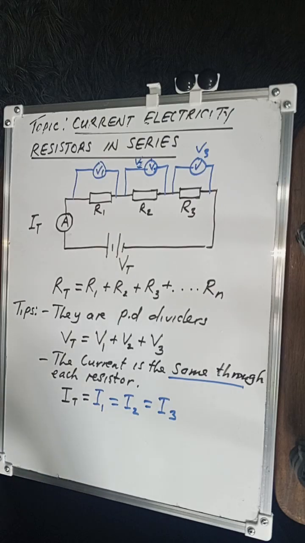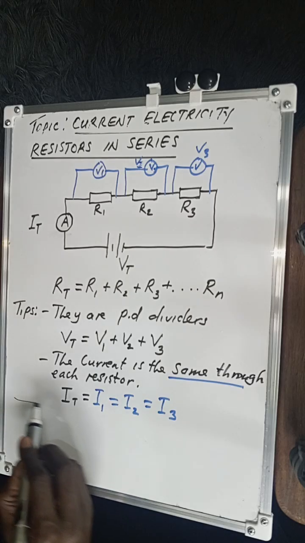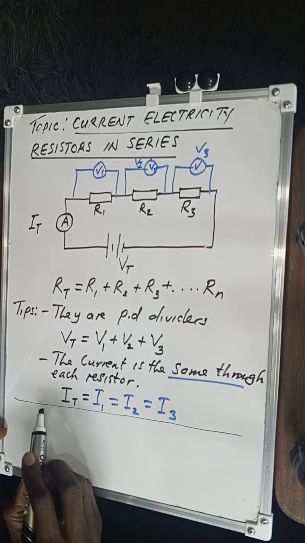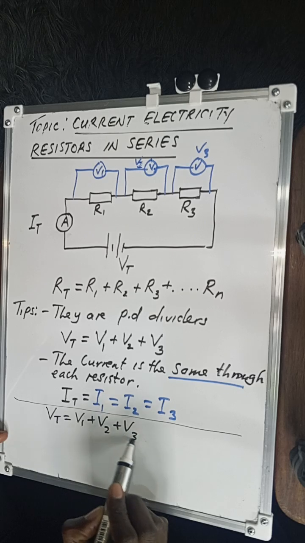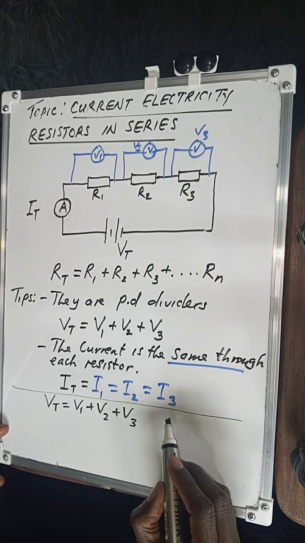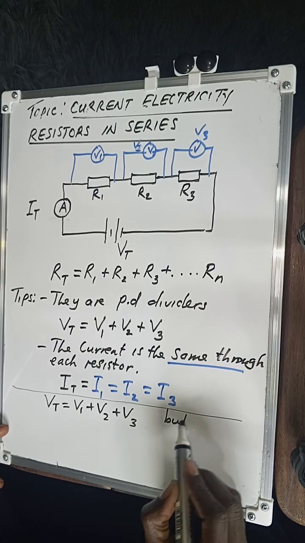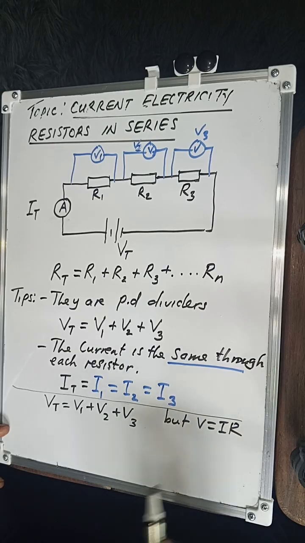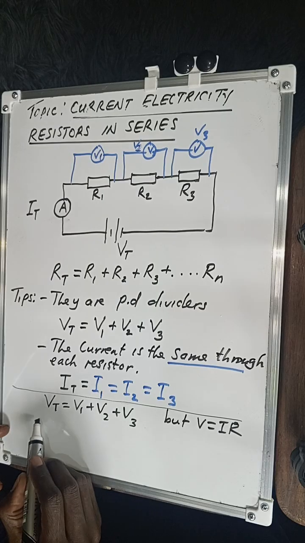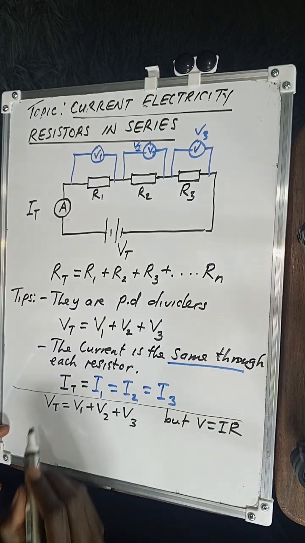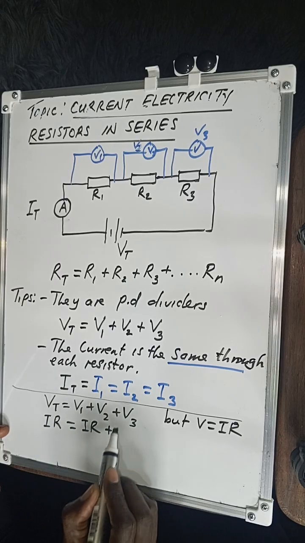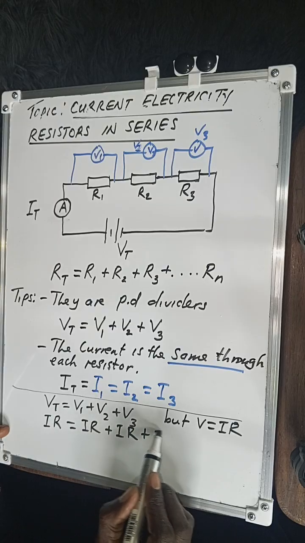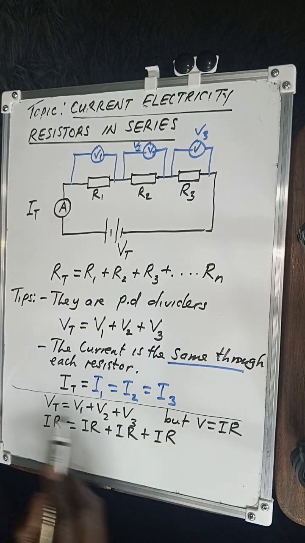And in case you want to know how we came up with that, what you can do is very simple. We said they are potential dividers, so total voltage is equal to V1 plus V2 plus V3. Because I know from Ohm's law that voltage is equal to current times resistance, we can replace each of these. Where there's voltage, we replace with current times resistance. So it will be IR equals IR plus IR plus IR.